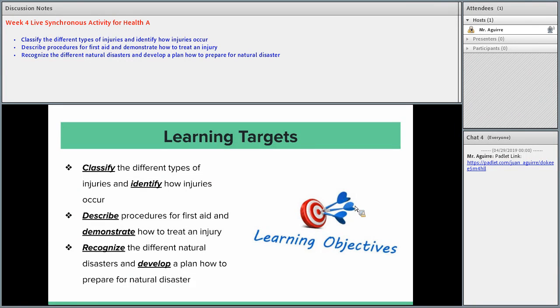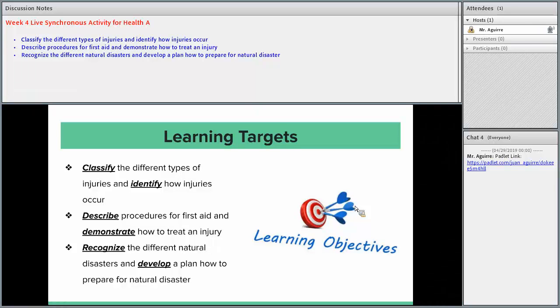First, in our learning targets, we are going to classify the different types of injuries and identify how injuries occur. Go ahead and look at your chat box and click on the link there. There's a Padlet. Once you click on that Padlet link, it's going to help you prepare for our post. Our next learning target is to describe the procedures for first aid and demonstrate how to treat an injury.